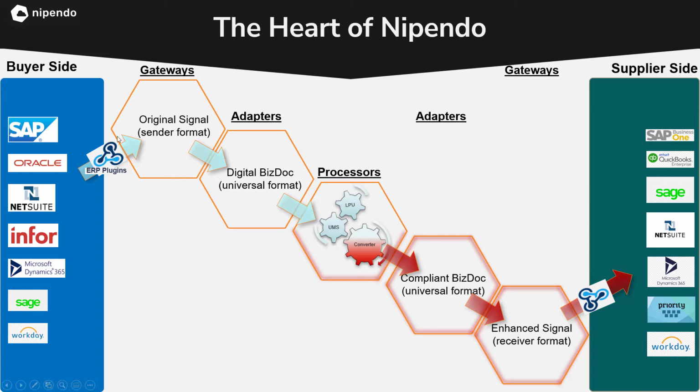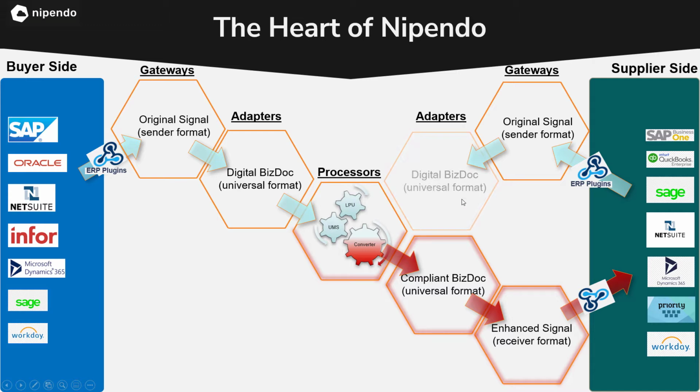So the order then goes all the way through that process, and perhaps some things that are necessary that are added as rules by the supplier are added in the processing step and come through in an enhanced document. The supplier may then turn around and do an acknowledgement, for example, and that becomes an original sender signal on their side, which goes through the same sort of changing into a universal format.